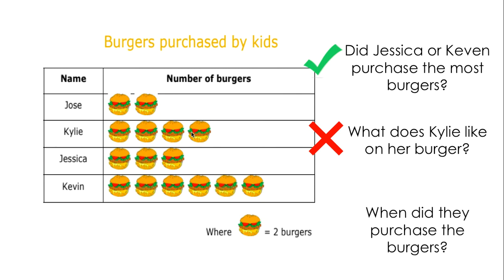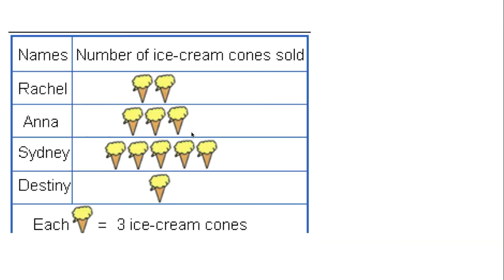When did they purchase the burgers? This pictograph only tells me how many they bought. It does not tell me when they bought it. They could have bought it last year, they could have bought it within 3 days. It just doesn't tell me. So I cannot answer this question using the pictograph.